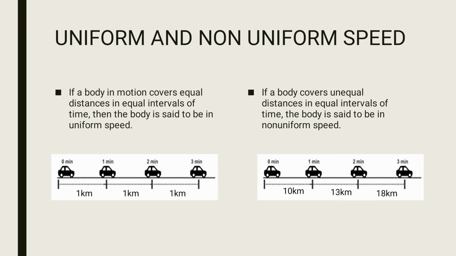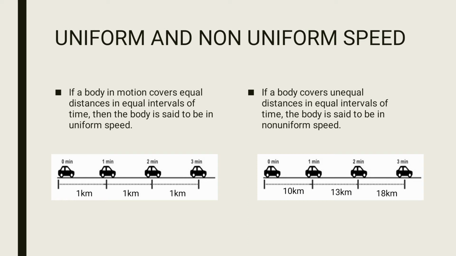The car in first picture moves 1 kilometer for each minute, that is in 1 minute it completes 1 kilometer and in next 1 minute it covers another 1 kilometer. So, in 1 minute 1 kilometer, 2 minutes 2 kilometers and 3 minutes 3 kilometers. The car travels same distance for every minute. This is called uniform speed.